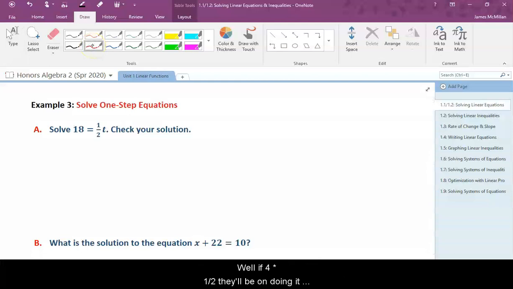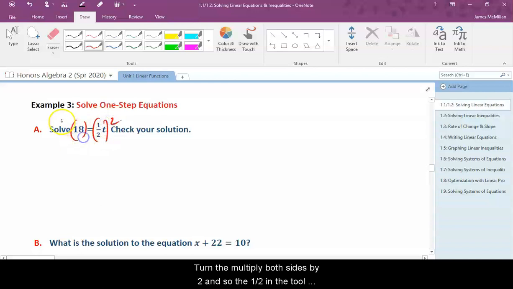Well, if we're multiplying by 1/2, undoing it would be dividing by 1/2. But dividing by a half is really multiplying by 2. So we're going to multiply both sides by 2, and the 1/2 and the 2 will cancel. We get t, and we get 36. t is equal to 36.